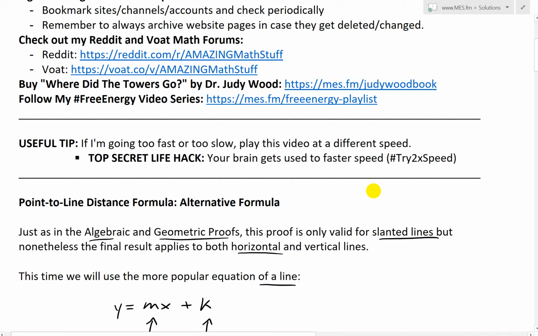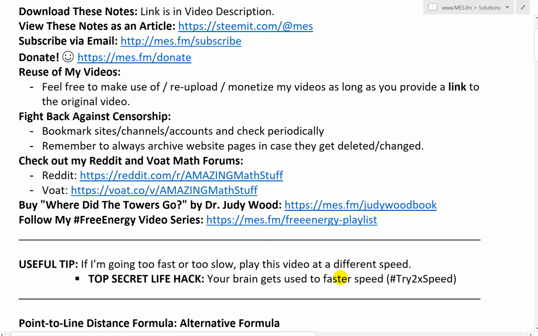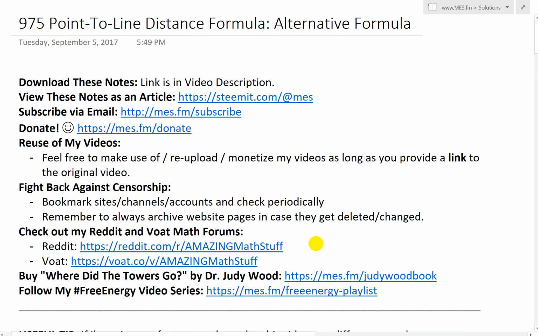Anyways, that's all for today. If you followed along with this pretty tedious derivation, but nonetheless very, very interesting, it just shows that you can solve the same problem in many, many different ways in mathematics.